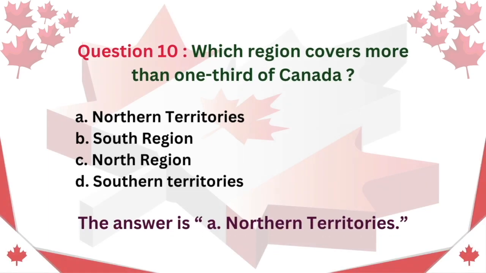Question 10. Which region covers more than one third of Canada? A. Northern Territories. B. South Region. C. North Region. D. Southern Territories. The answer is A. Northern Territories.